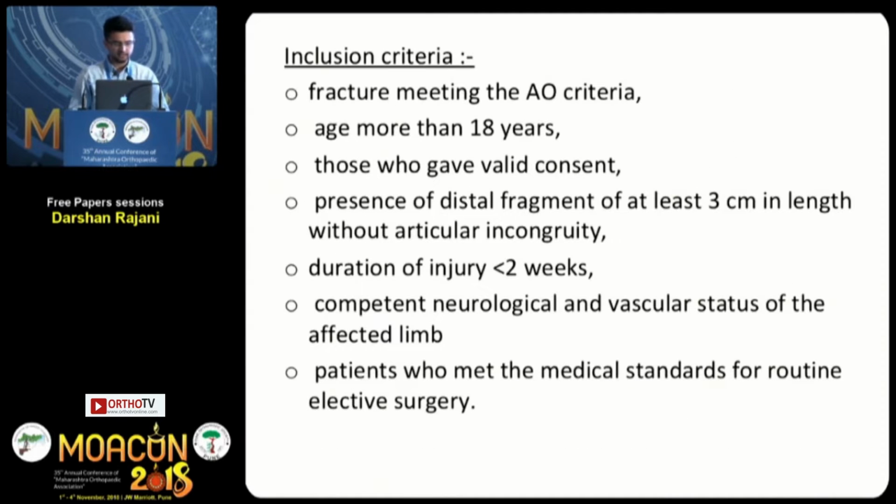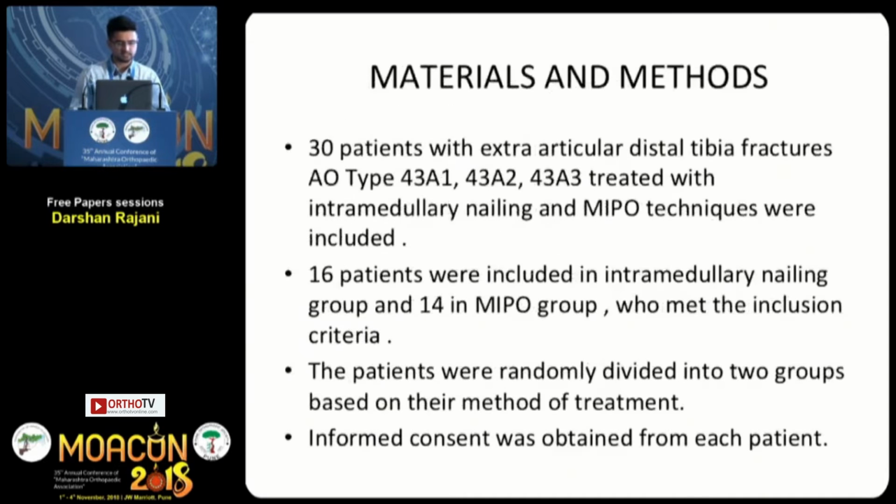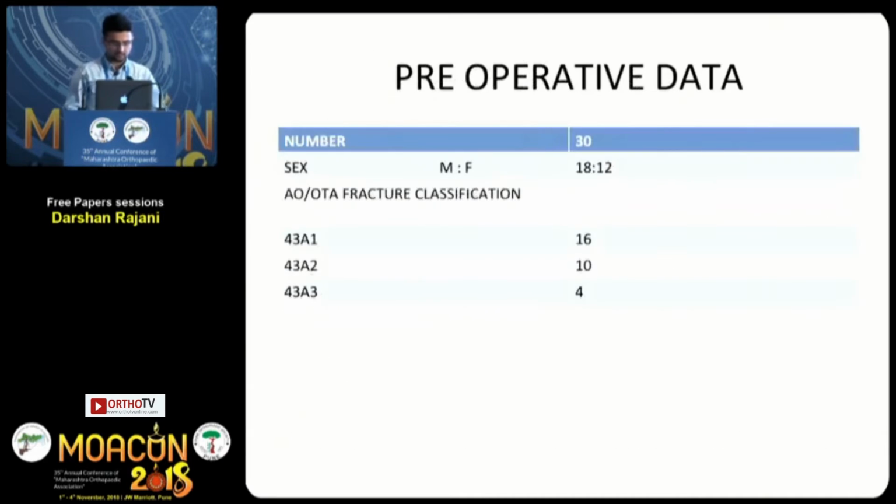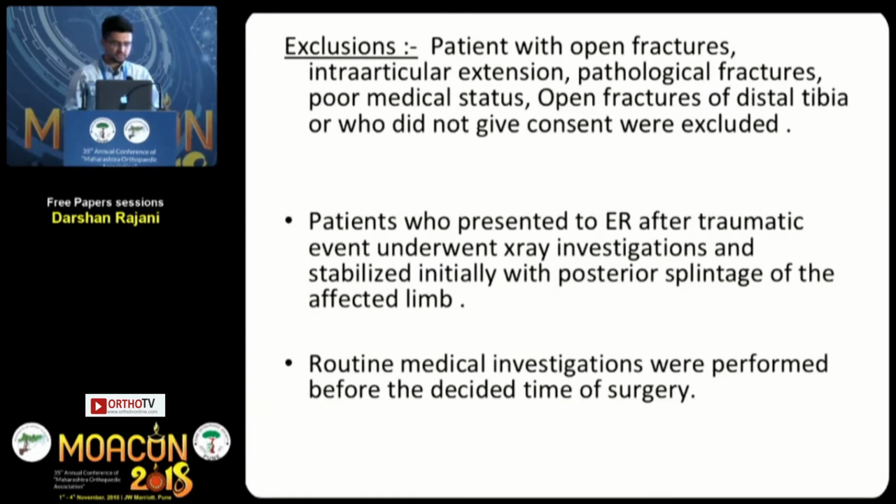Inclusion criteria: fracture meeting the AO criteria, age more than 18 years, those who give valid consent, presence of distal fragment of at least 3 centimeters, duration of injury less than 2 weeks, and competent neurological and vascular status. This is the pre-operative data. We had 18 males and 12 females. Exclusions were open fractures, intra-articular extension, pathological fractures, poor medical status, and the patients who didn't give consent.